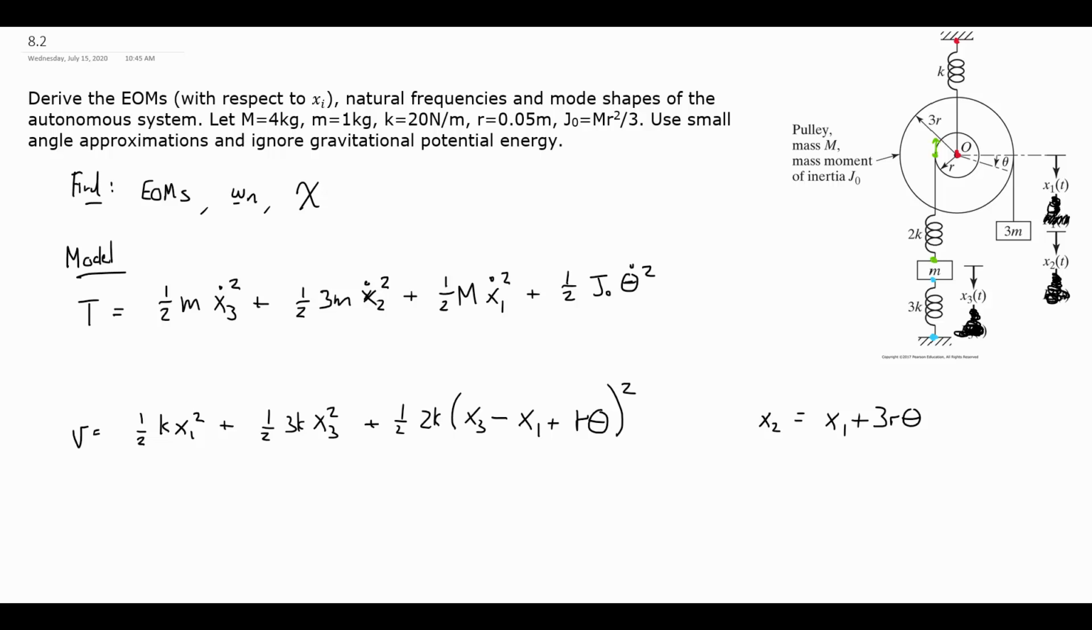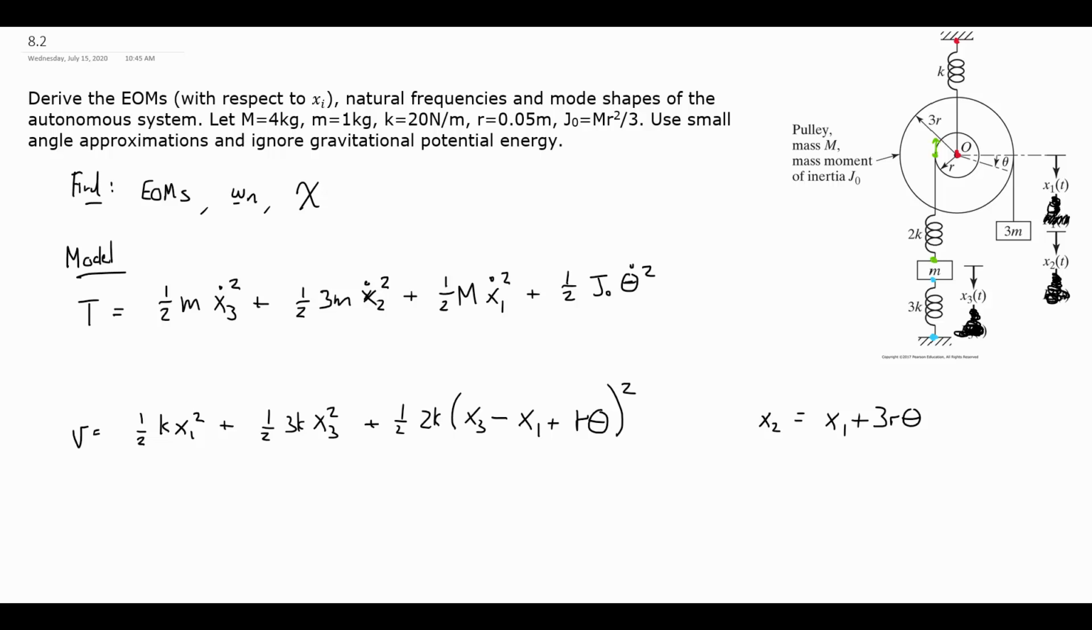And again, x3 can be completely isolated, but if we know x1 and theta, we automatically know x2. And if we take any two of these, x1, theta, and x2, we automatically know the third one because of this relationship. So one option would be to substitute out the x2 and replace it with x1 and theta, and we will get T and V in terms of our independent degrees of freedom.